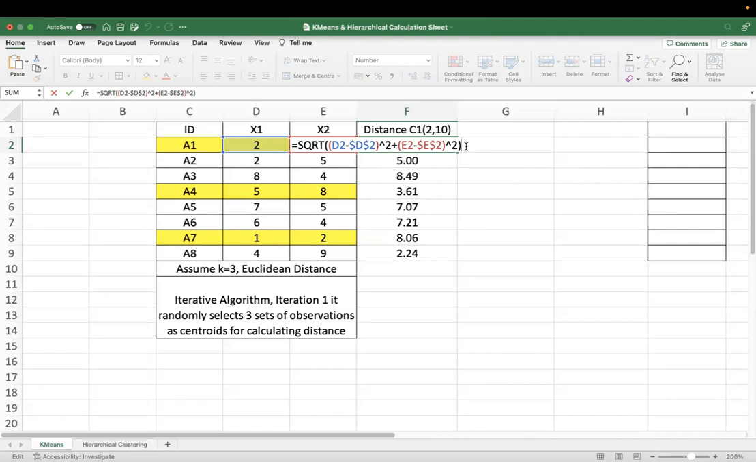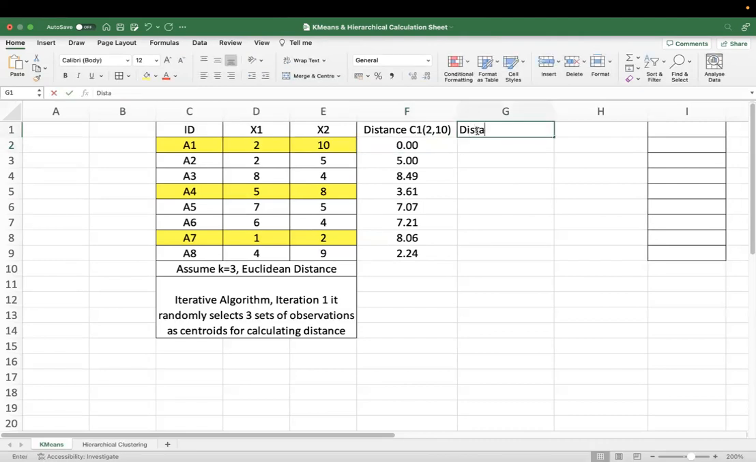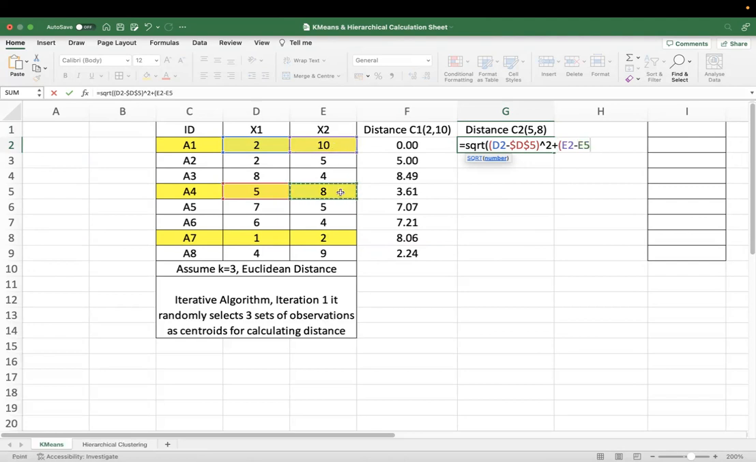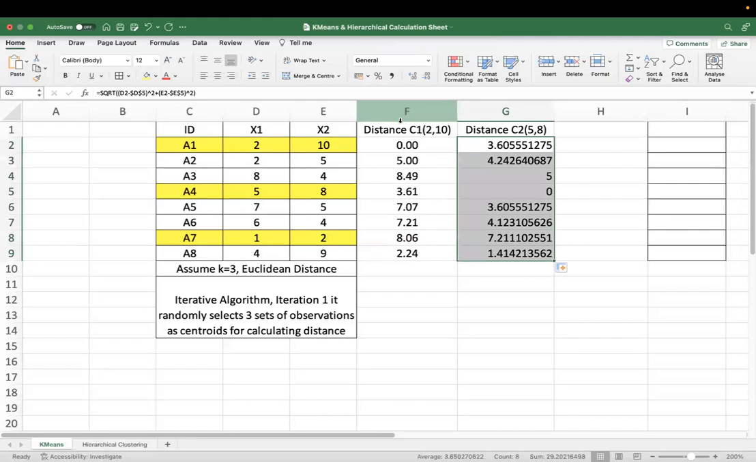Fix the centroid by pressing Fn plus F4. Now the same process, distance for cluster 2, the values are 5 comma 8. So it is equal to the square root of open 2 brackets, plus 5, fix the value with Fn F4, to the power of 2, plus open bracket minus 8, Fn F4, to the power of 2, close bracket. Now we will drag the formula down and make it 2 decimals.